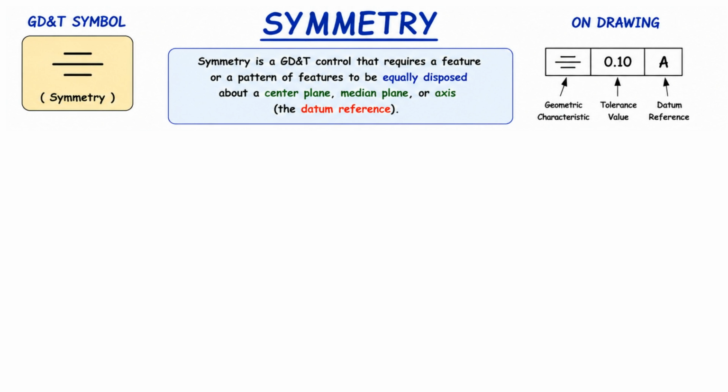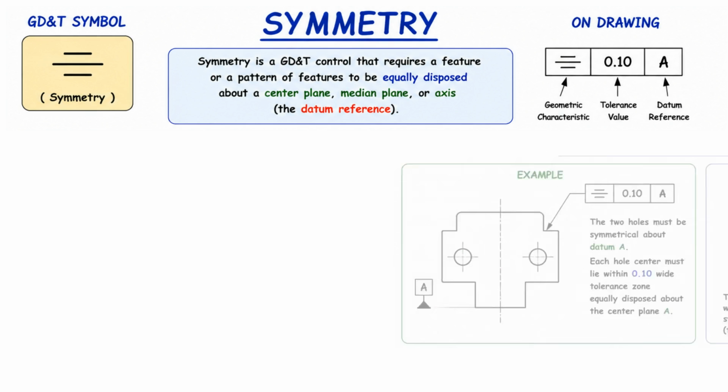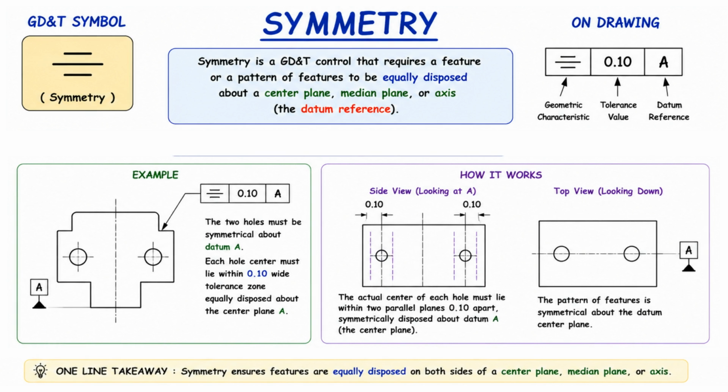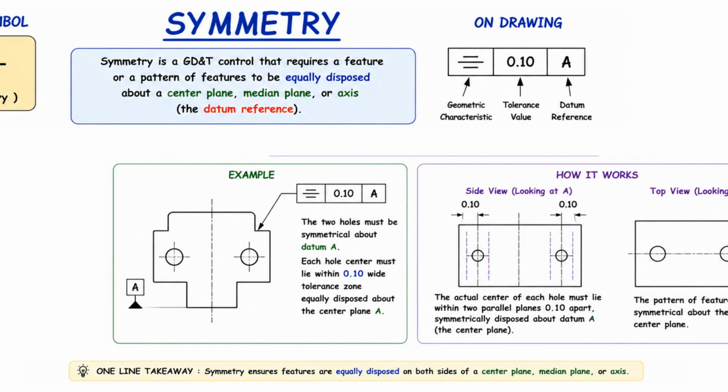Symmetry ensures that features are evenly positioned about a center plane or axis. In this example, both holes must be equally spaced from the center plane within the specified tolerance. Simply put, symmetry makes sure the feature pattern remains balanced on both sides.